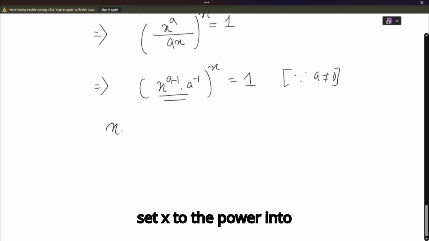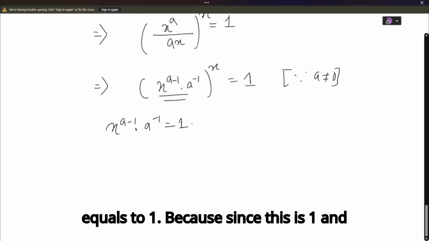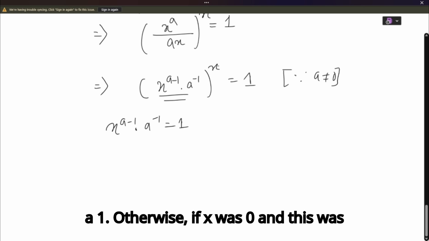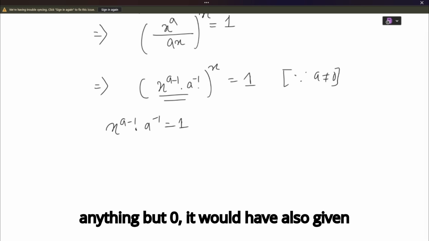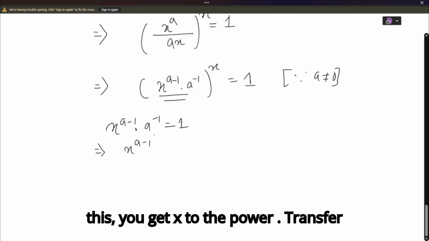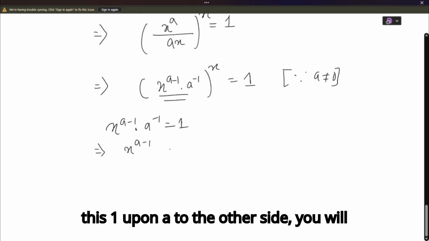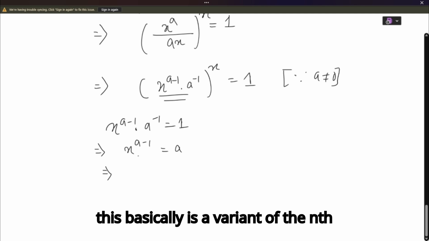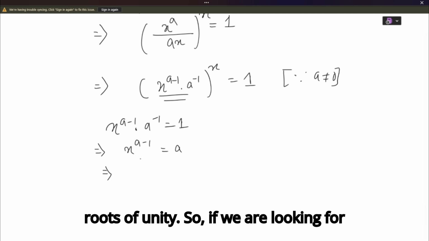So let's set x to the power a minus 1 into a inverse equals 1. Because since this is 1, this to the power x would always give you a 1. Otherwise, if x was 0 and this was anything but 0, it would have also given a 1, but x is not 0. Okay, solving this, you get x to the power a minus 1. Transfer this 1 upon a to the other side, you will get a. And then this basically is a variant of the nth roots of unity.